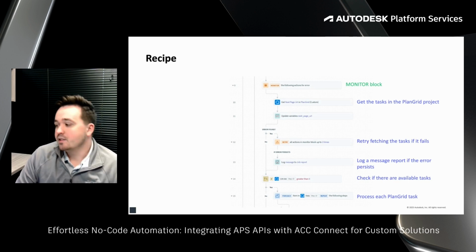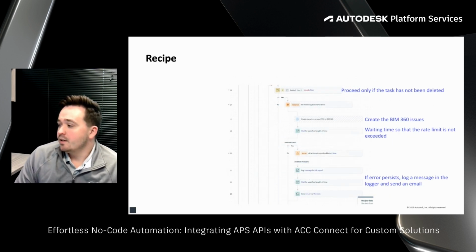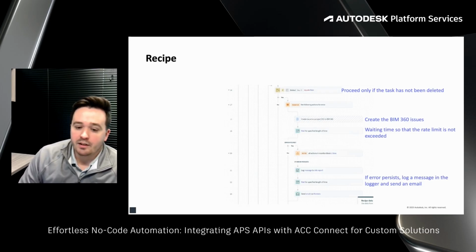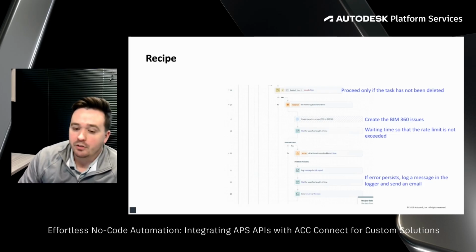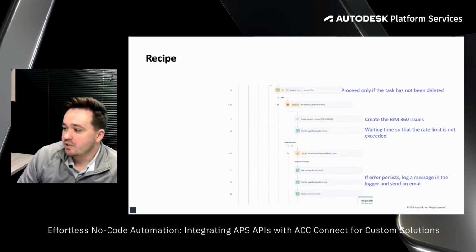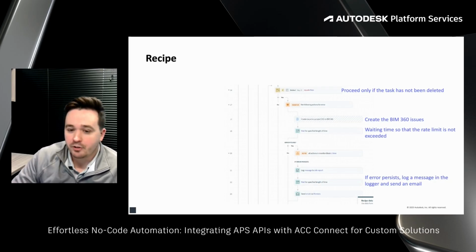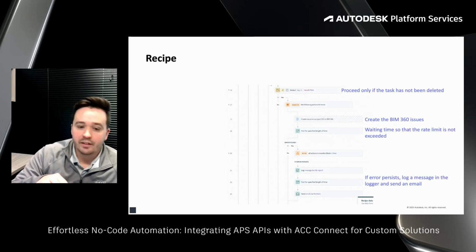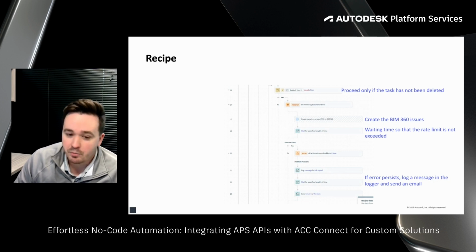It's then checking to see if there are available tasks, and it processes each PlanGrid task, and it proceeds only if the task still exists, if it hasn't been deleted. So it'll then create the BIM 360 issue, which we can do with the built-in BIM 360 connector. And then there's a waiting time there to make sure that the rate limit for accessing that isn't exceeded. Then it'll log the error at the end as well, just to make sure that you're capturing anything that may go wrong.